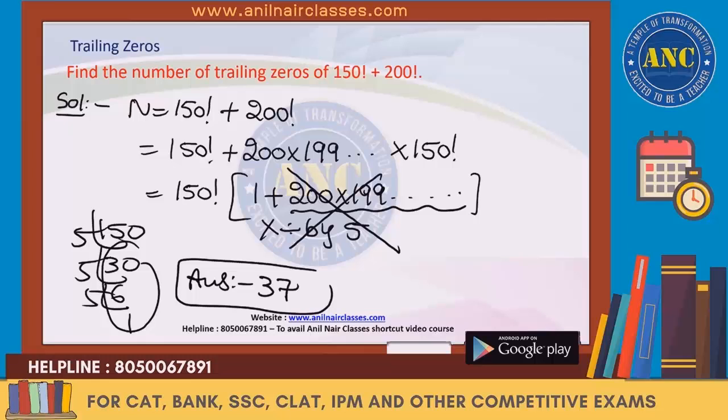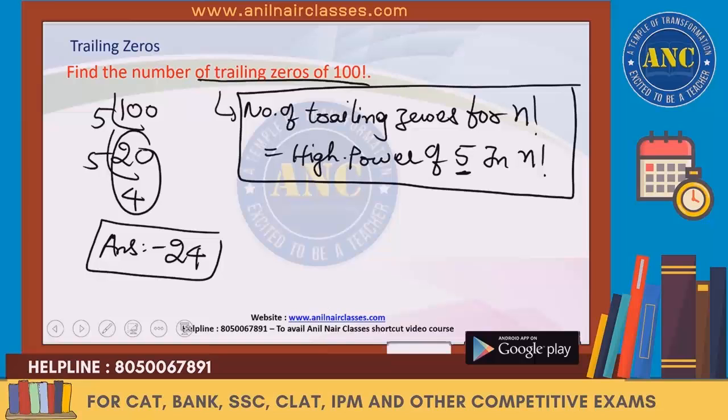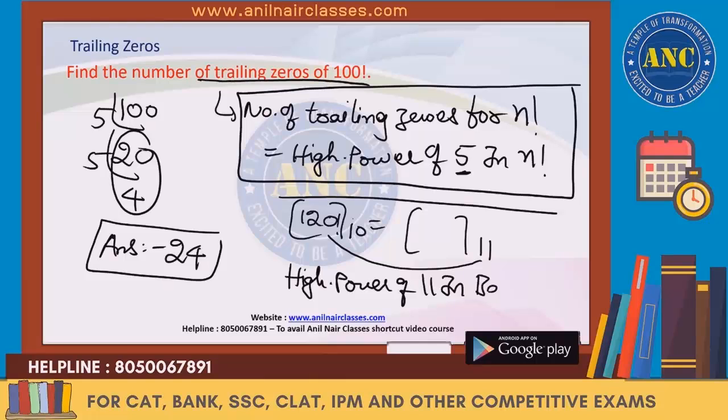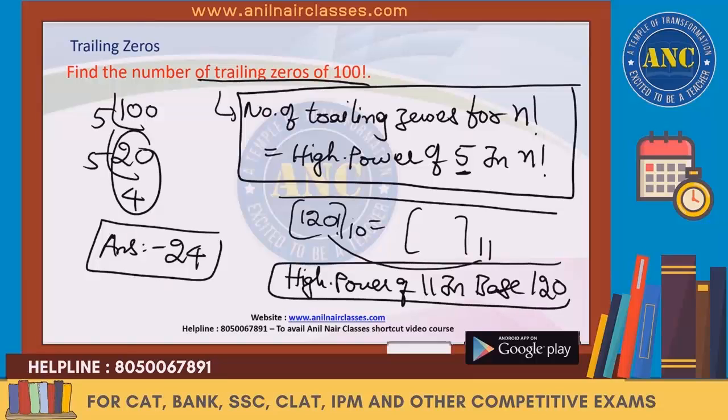Sohail says, if the given prime number has base system 11 and higher, then is it the same process? Yes, it is the same process. Let us go back. Suppose for Sohail, it is 120 factorial in base system 10. If I convert into base system 11, this is nothing but the highest power of 11 in 120. It is the same thing, right?